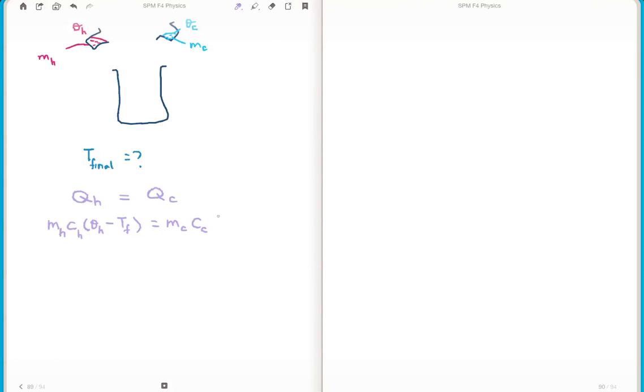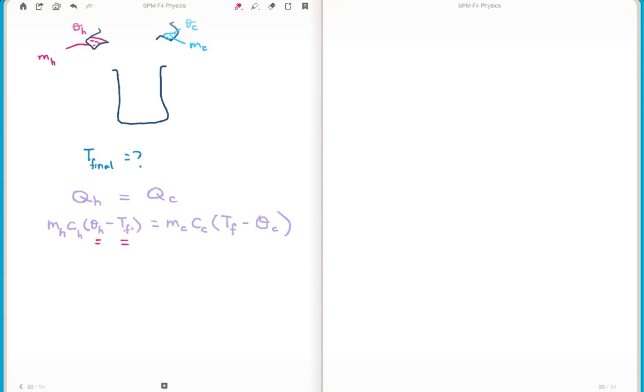But then here, the final temperature should be higher, isn't it? Because it's cold, right? Initially. So, T final minus theta C. This is what you need to know. That's all it is. The sequence is important because otherwise you get a negative value. Okay? The sequence is important. So here, why is it T H in the front, T F at the back? Because here is the hot water.